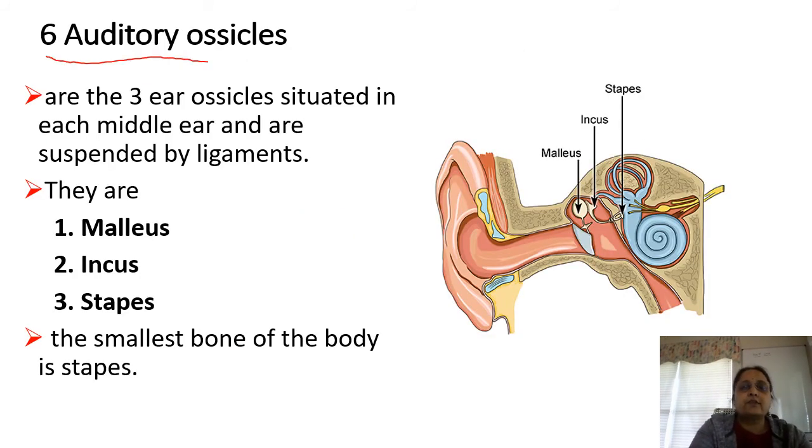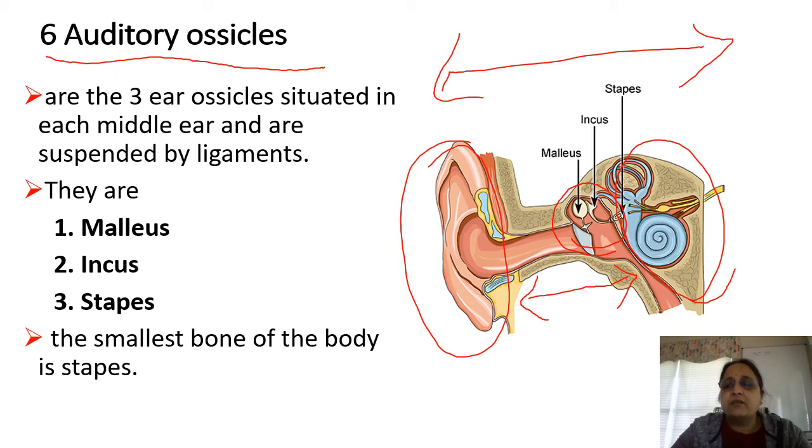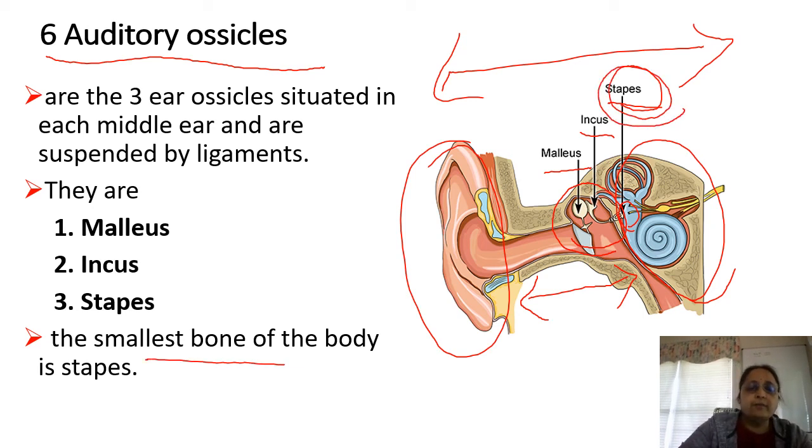Next skull associated bones are the 6 auditory ossicles, 3 on each ear. So this whole structure is the ear structure. This particular one is called the external ear, this particular one is called the internal ear, and this middle area is the middle ear. In this middle ear you will see there are 3 bones involved: malleus, incus, and stapes. Out of these, the stirrup-like stapes is the smallest bone of the body. They are all included as skull associated bones.